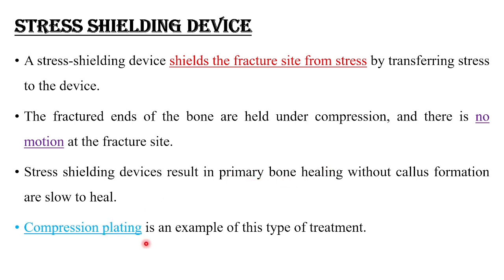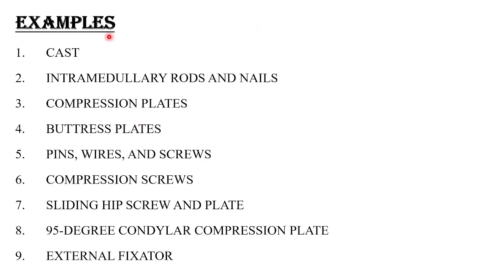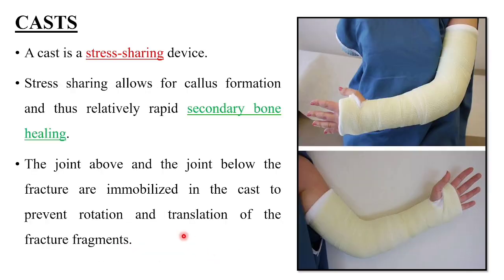So compression plating is an example of this type of treatment, that is, stress shielding devices. Coming to the various examples, that includes cast, intramedullary rods and nails, compression plates, buttress plates, pins, wires and screws, compression screws, sliding hip screw and plates, 95-degree condylar compression plates, and external fixators.